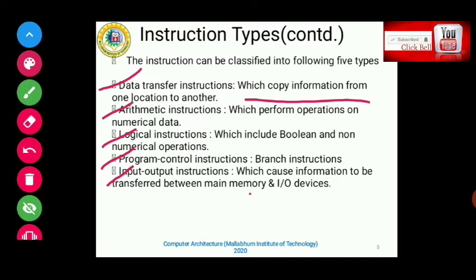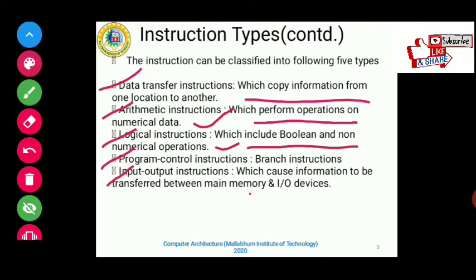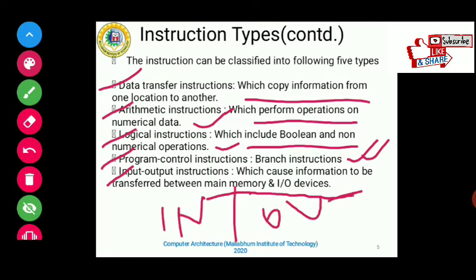Arithmetic instructions are actually a set of instructions which perform operations on numerical data, and also perform different types of arithmetic operations. Logical instructions include the Boolean and non-numerical operations. Program control instruction is the branch instruction. Okay, that means jump, a jump with carry, no carry, like that. Input and output instructions cause information to be transferred between the main memory and the IO devices with the help of the IN instruction or the OUT instruction, like that.